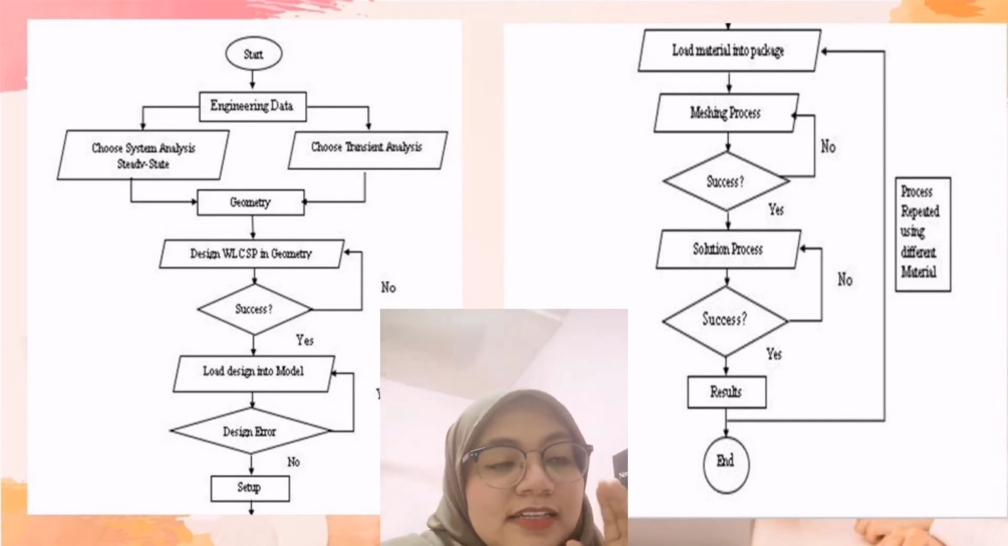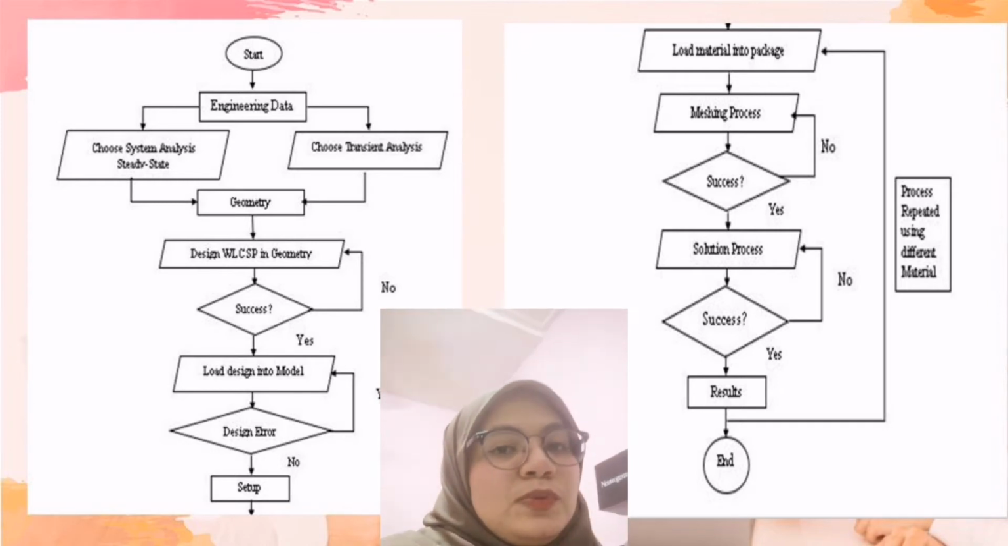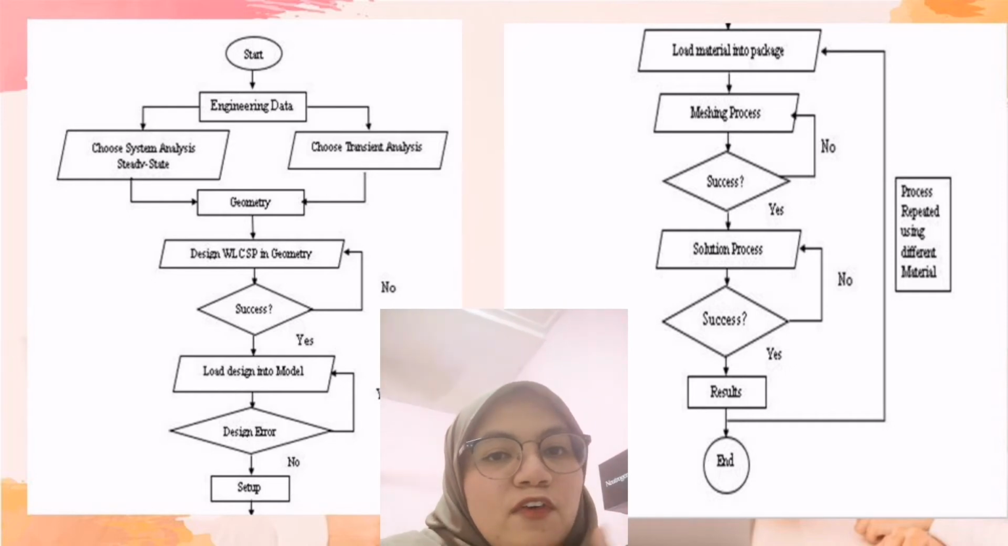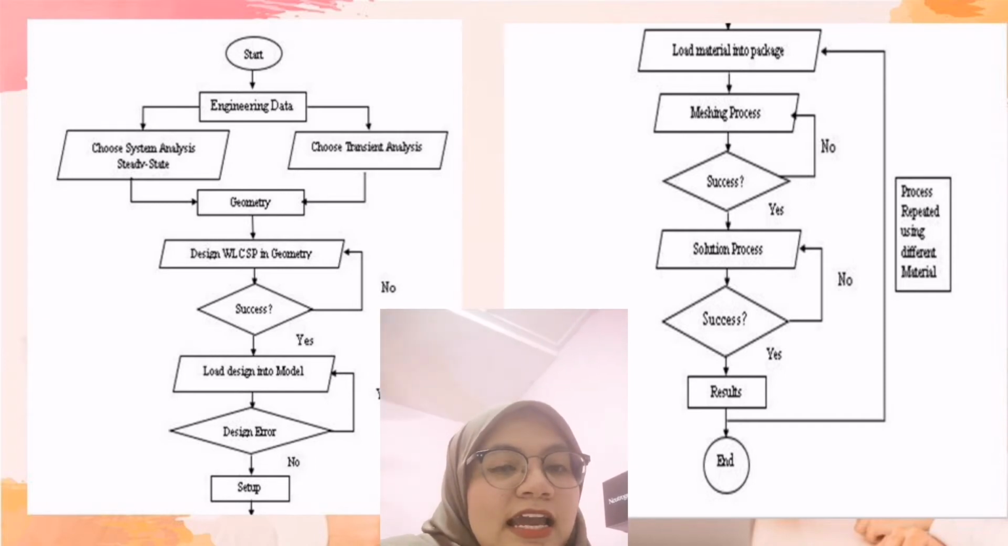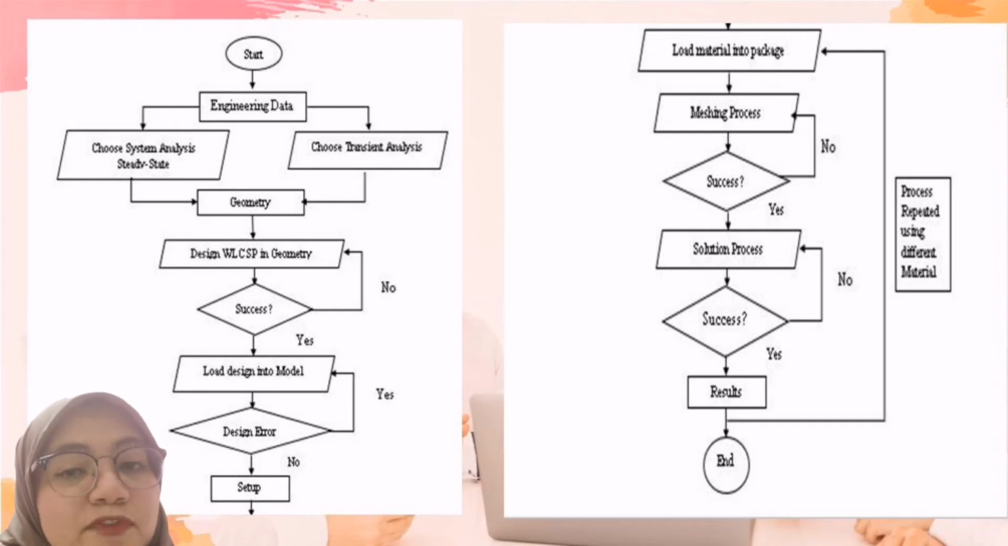After we load the design into the model, we will be able to see any design error. If there is none, we can proceed to the setup. In this setup we load the material into the package. For this project, we can choose either copper or gold for our bond pad. Next, the meshing process happens, and if it succeeds, we can directly go to the solution process. But if not, we need to repeat.